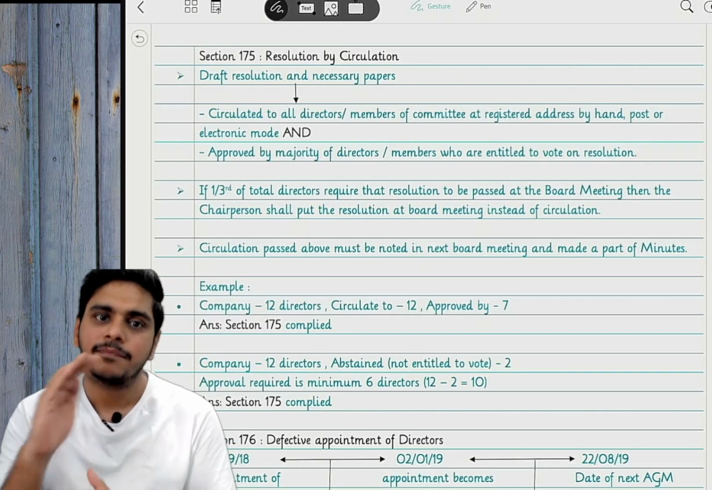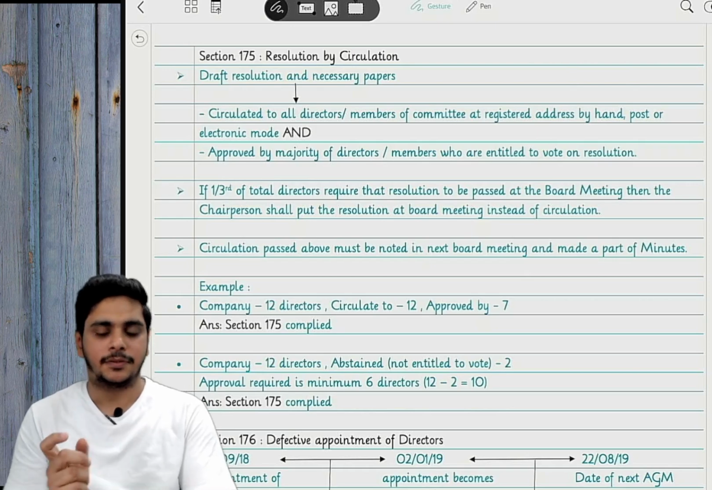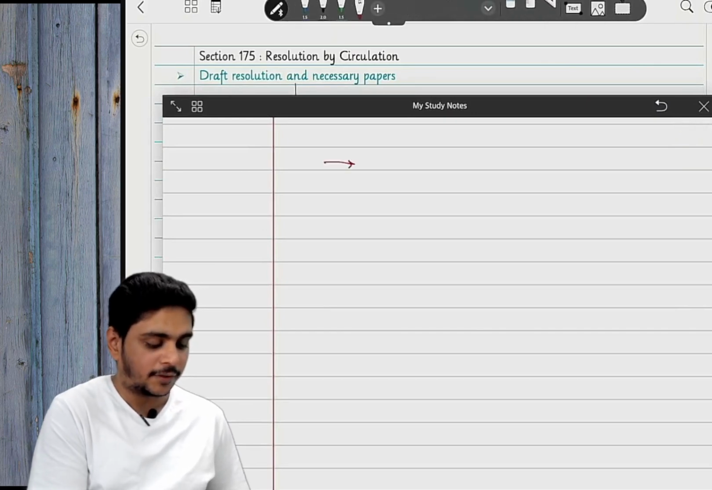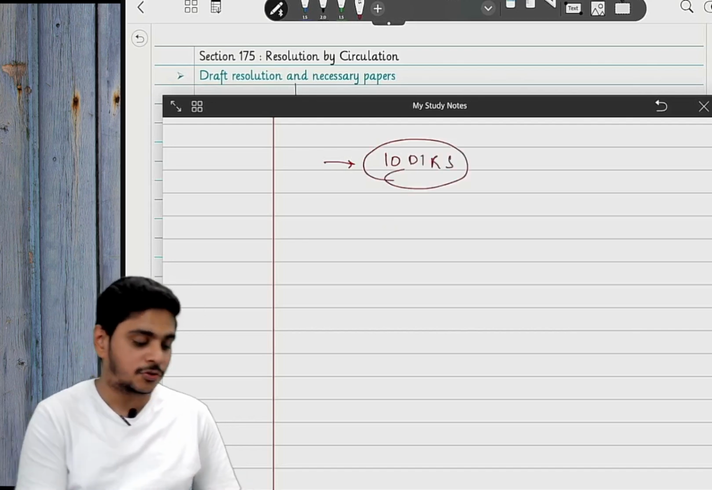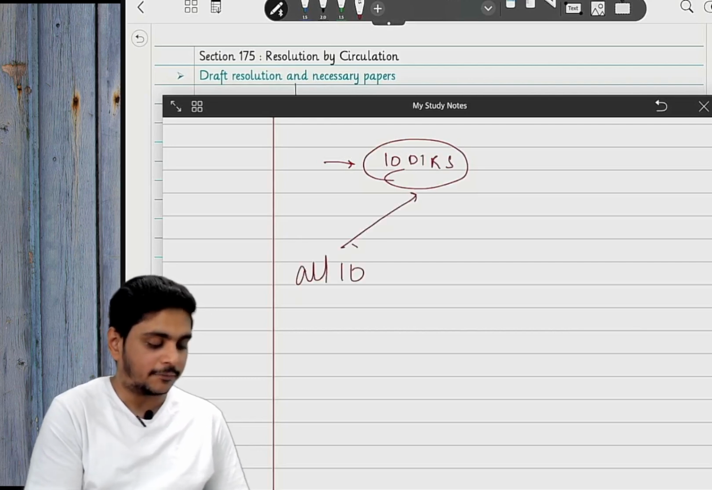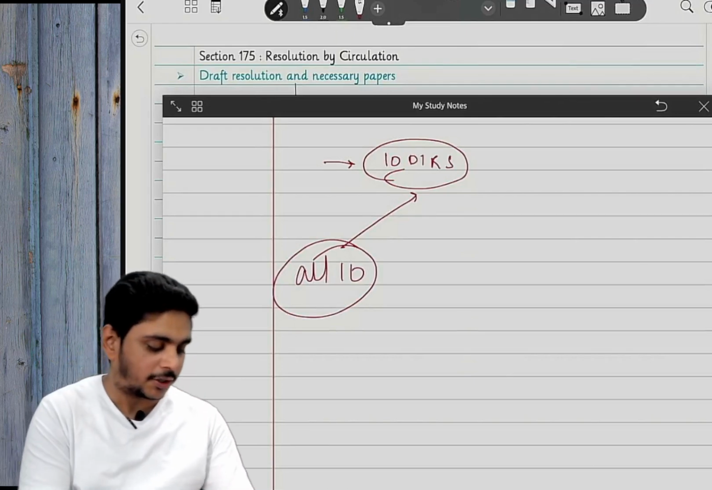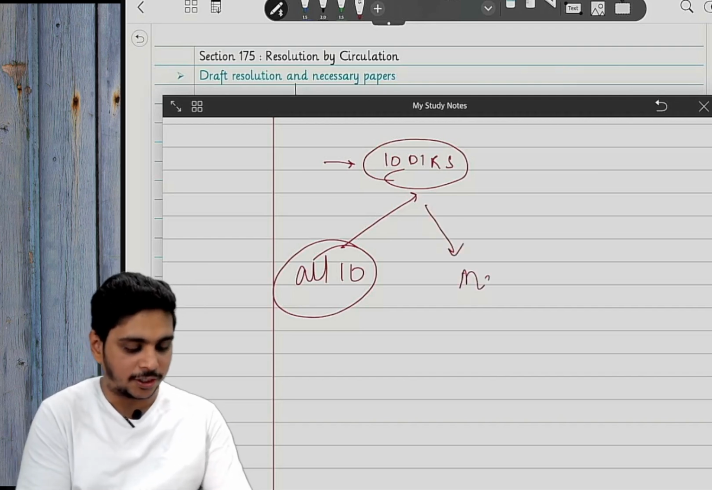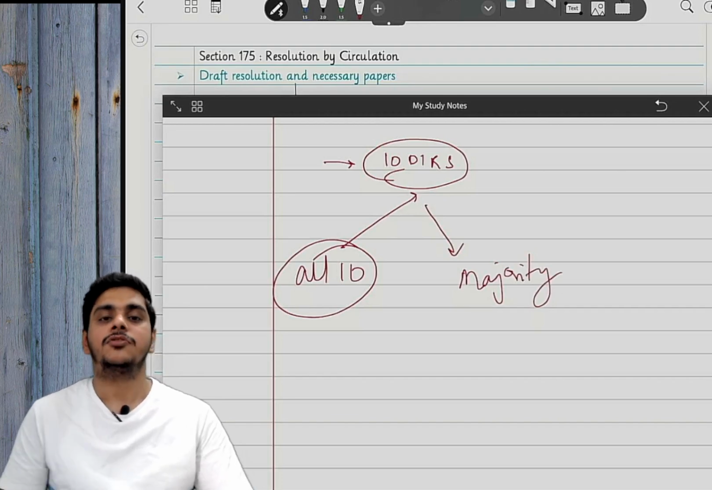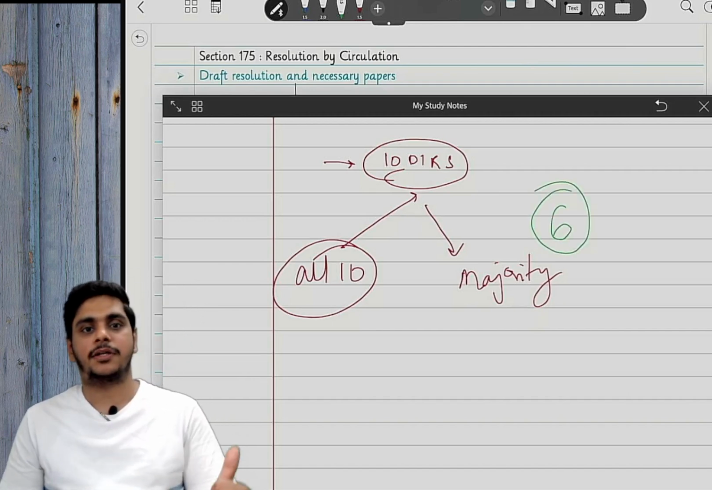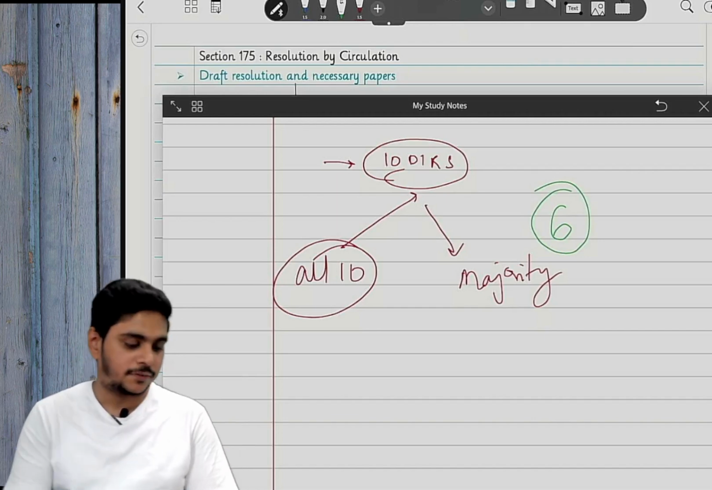Sir, what does this mean, approved by majority of directors? See, in a company, if there are 10 directors, you will send the draft resolution to all 10. Out of 10, how many people should approve? The line is majority. Majority should approve. When I say majority, 10's majority will come at 6.